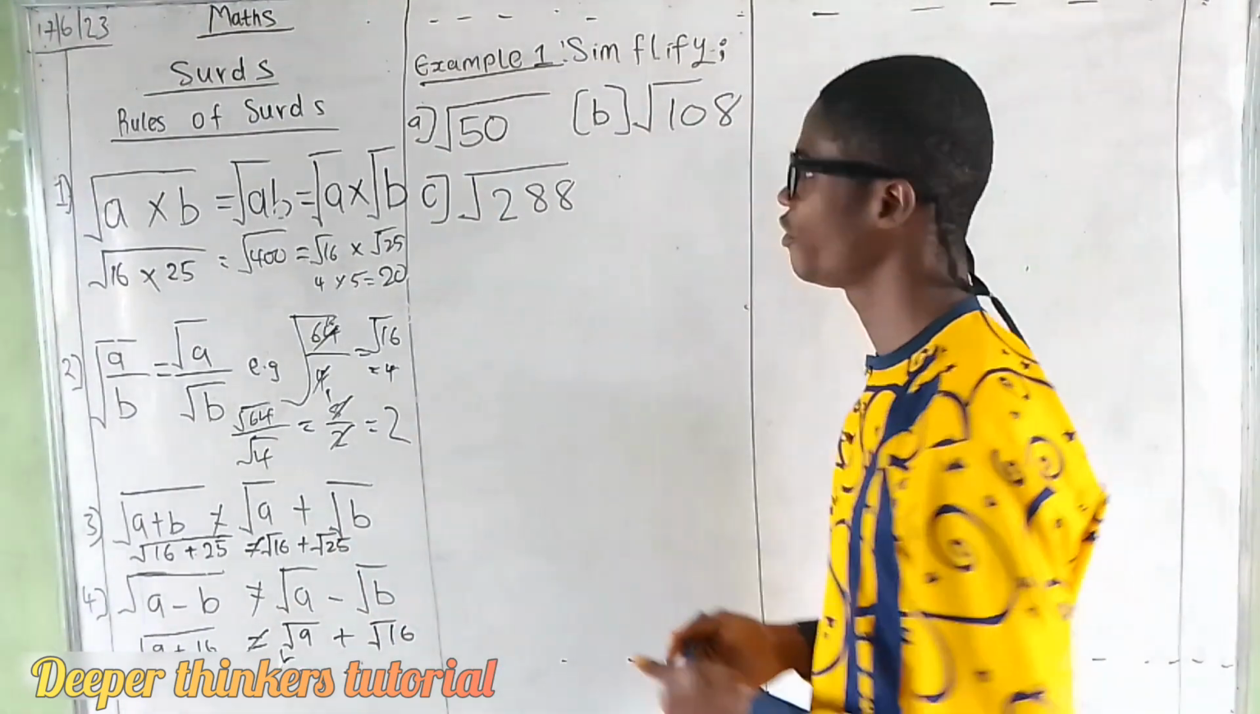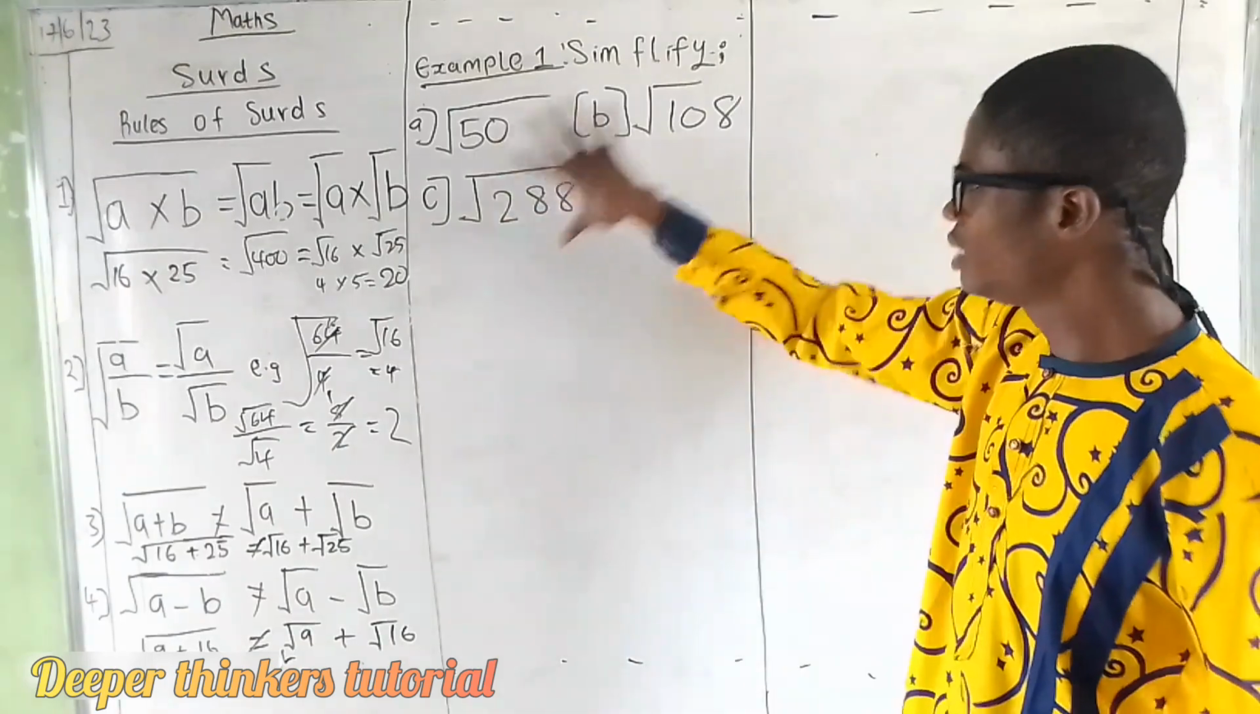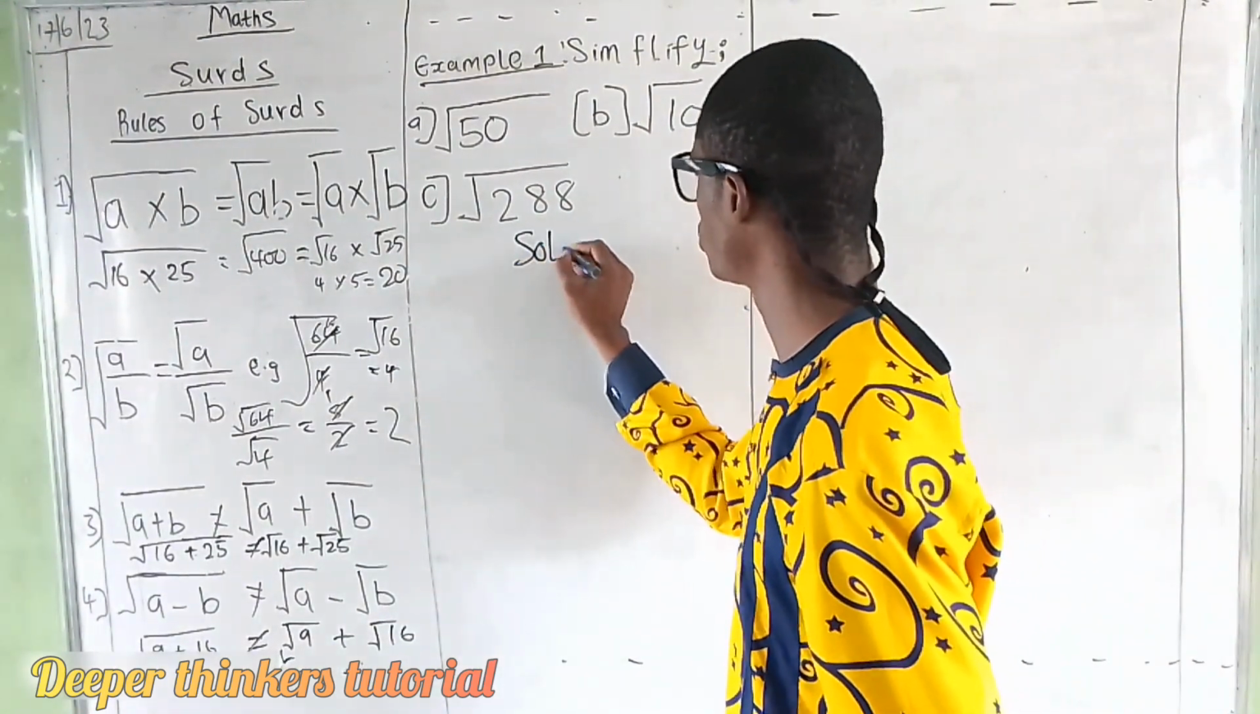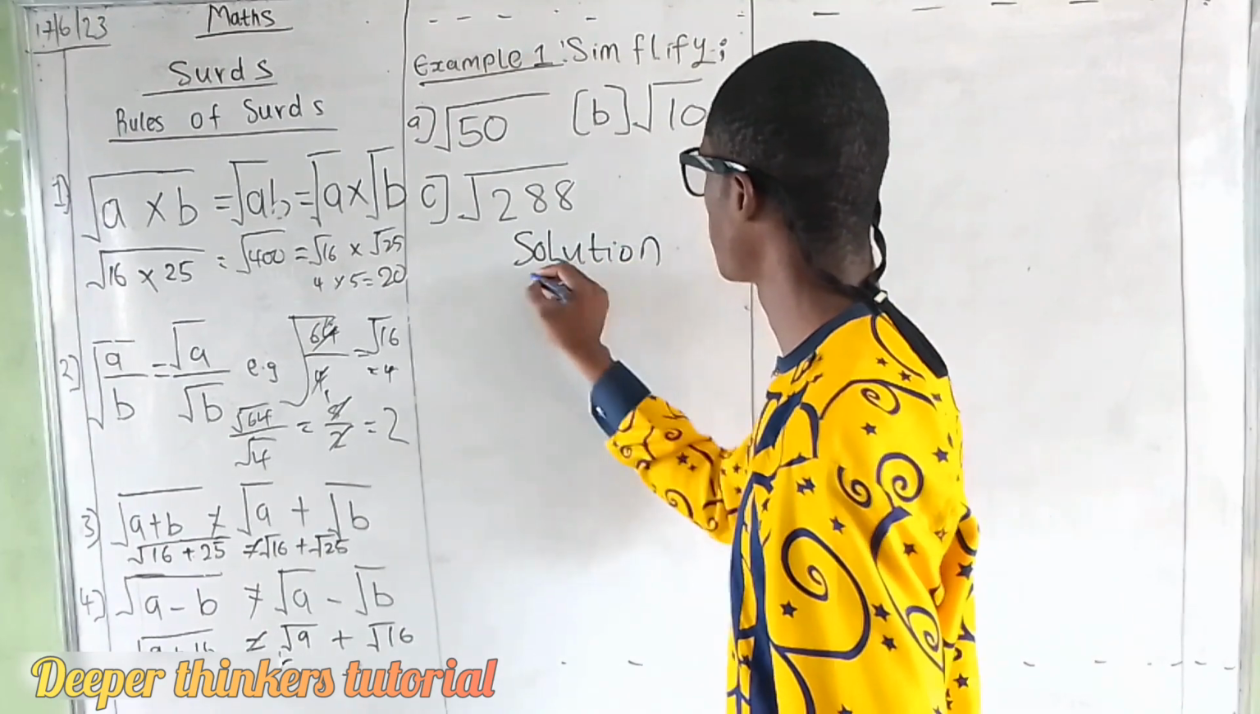Now let's simplify these values. With this, I will explain what a surd is all about. Now how do we solve this? First, the solution. We have A.